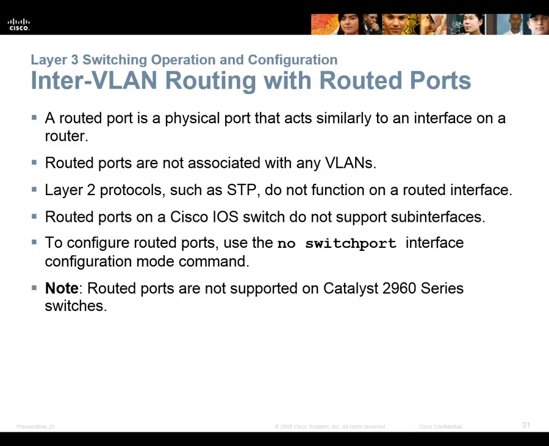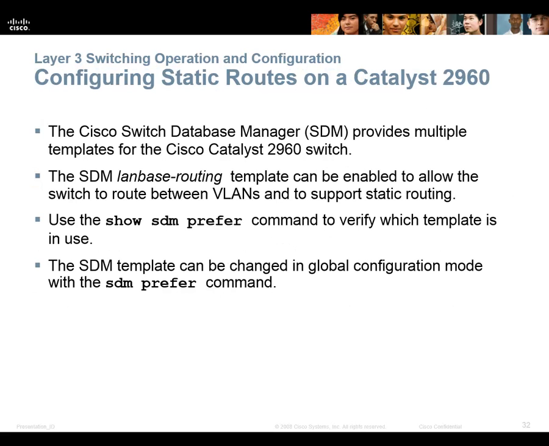So this is actually turning a switch into a router, because if you're going to actually have it as a routed port, you could route anything out at anything that's Ethernet. If you were part of a larger network that was then out of your control, you could route out to it as long as you had IPs on both sides. The Cisco Switch Database Manager provides multiple templates for the 2960.